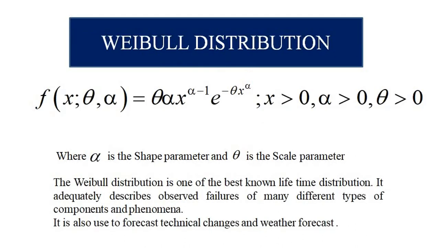Weibull distribution. This is the probability density function of the Weibull distribution, where alpha is the shape parameter and theta is the scale parameter. The Weibull distribution is one of the best known lifetime distributions. It adequately describes observed failures of many different types of components and phenomena. It is also used to forecast technical changes and weather forecasts.